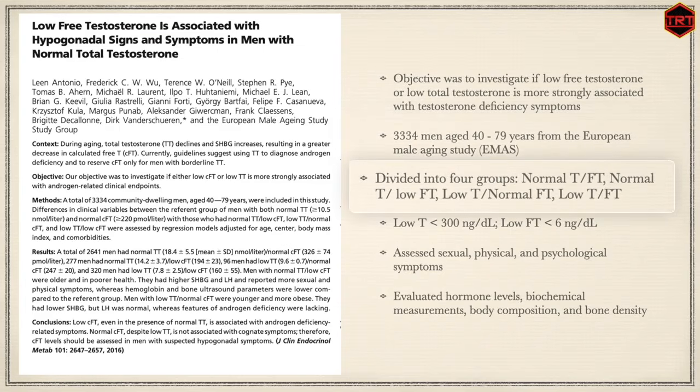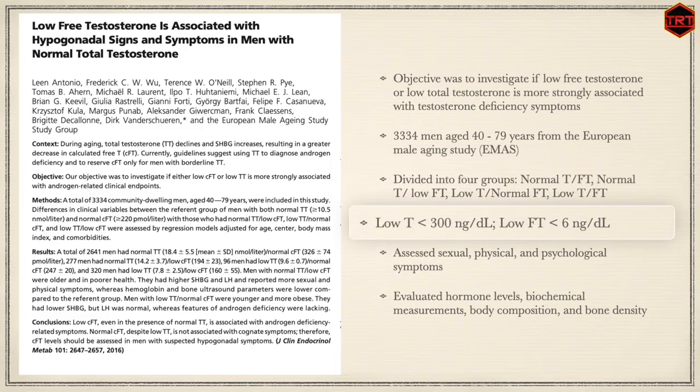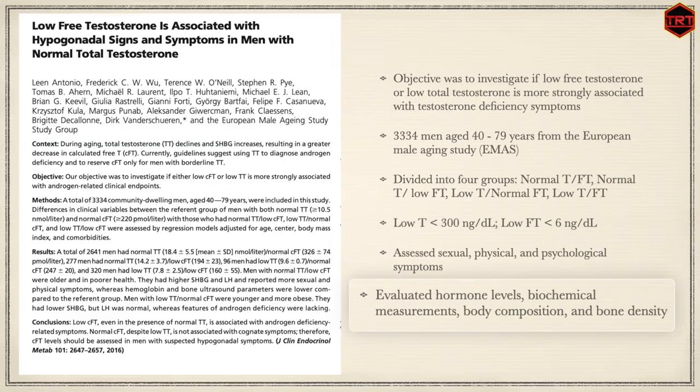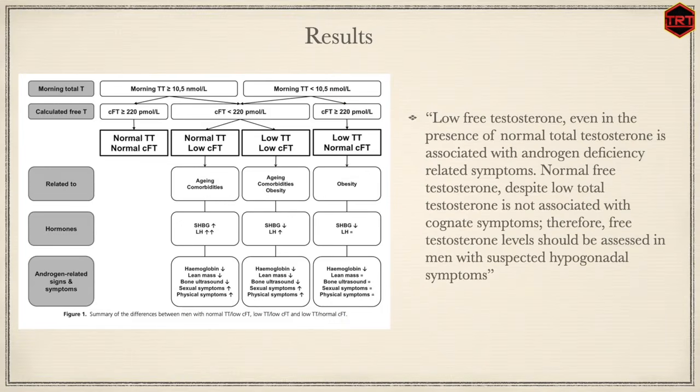They were divided into four groups: normal testosterone, normal free testosterone; normal testosterone, low free testosterone; low testosterone, normal free testosterone; and low testosterone, low free testosterone. Low testosterone was defined as a testosterone level less than 300 nanograms per deciliter, and low free testosterone was defined as less than 6 nanograms per deciliter. The study assessed sexual, physical, and psychological symptoms. They evaluated hormone levels, biochemical measurements, body composition, and bone density. And these are the results.